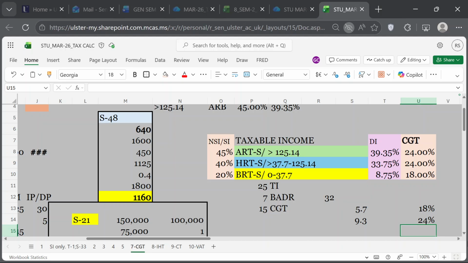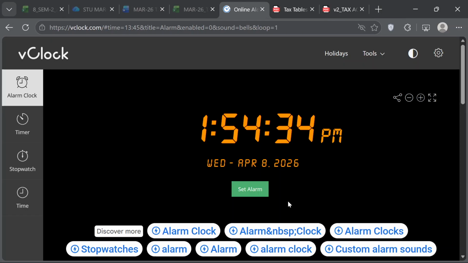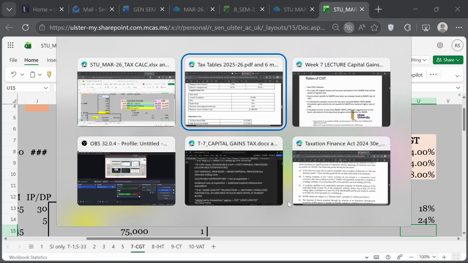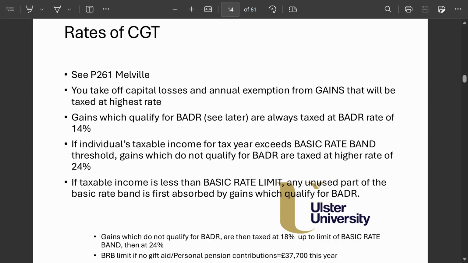Yeah? In this case, where your taxable income is less than the upper limit of the basic rate band, the balance that is left in the basic rate band first has to be used up by BADR. So you have, let's say, 7,000 of gains which qualify for BADR. And here the rate will not be 18 or 24. The rate is always fixed, and that's given in your tax tables, which is 14%. So you don't have to remember that, but the BADR has to be put there. Okay, that's what this slide is saying.